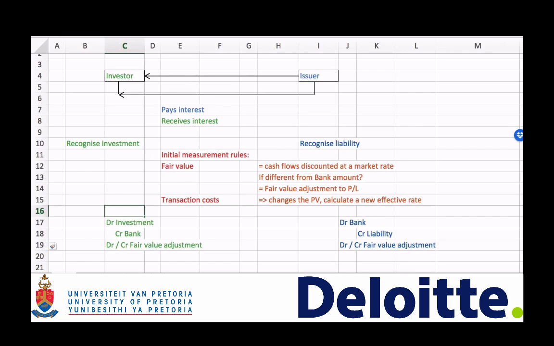The journal entry you see at the bottom of your screen now is your initial journal entry before the transaction cost. So your investment, the debit, or the credit through the liability, is at the fair value. Your bank amount would be the cash that changed hands, and if there's a difference between that fair value and the cash that changed hands, you'd have that fair value adjustment on day one.